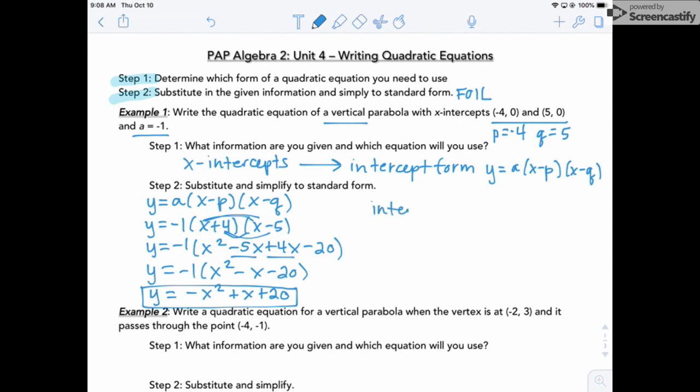So we started with intercept form, and we converted to standard form, which is what we wanted to do. Yay. All right. Example 2.